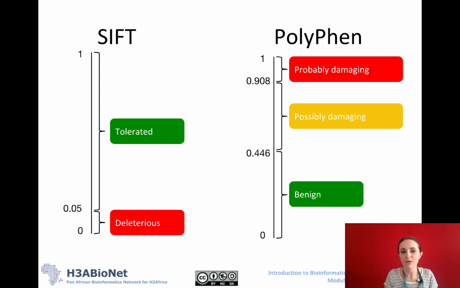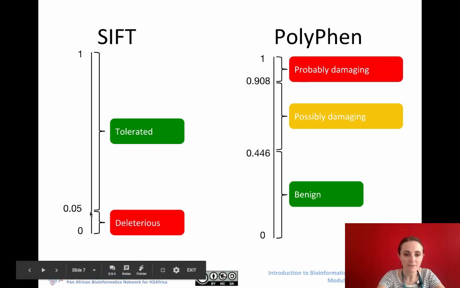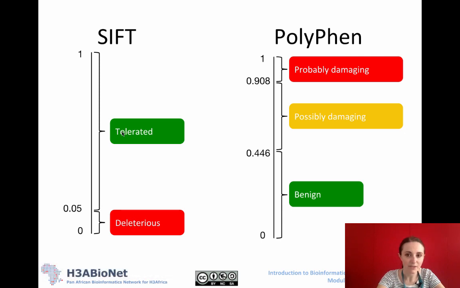Fortunately, they always come with predictions as well, so these are just the scales that they use. Anything in SIFT that's less than 0.05, they count as deleterious. Anything above that is tolerated. PolyPhen, the cutoff is between 1 and 0.908 for probably damaging, then they have possibly damaging and benign. And you'll never see the scores without the predictions with them as well.